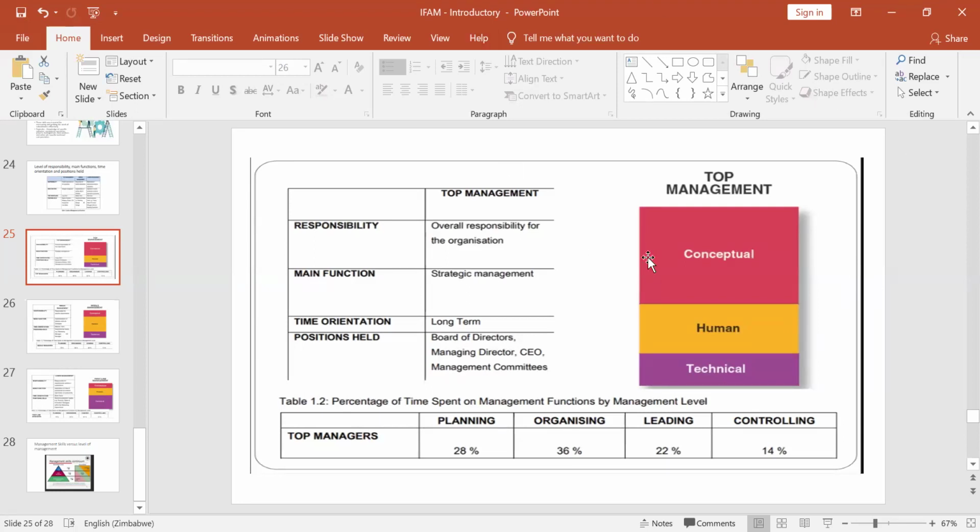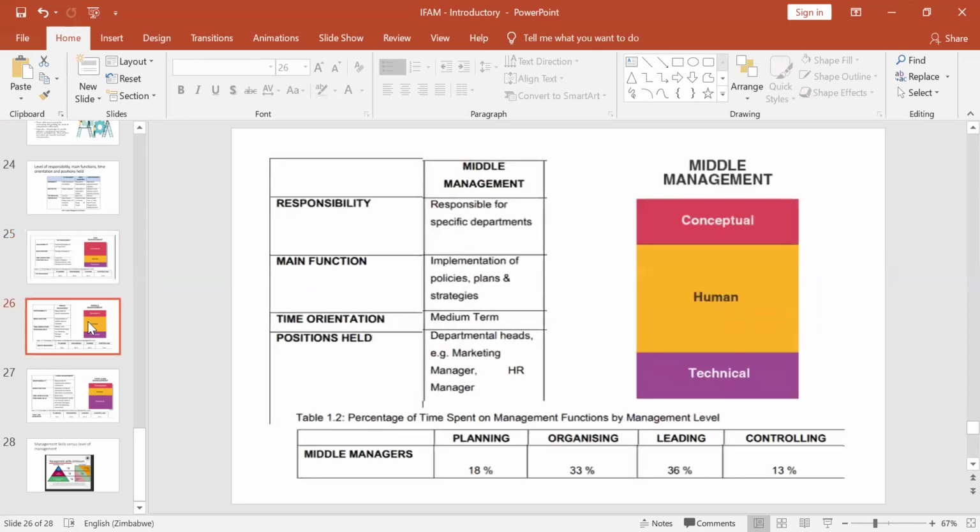The rest of the page, I'm going to explain in our next lesson: the responsibility, the main function, the percentages at the bottom there. Just leave them out. Let's look at the middle manager with regards to the colors. Do you see how big the amber now is? Now, this is a middle manager. They need more human skills. A bit of conceptual skill, a bit of technical skill, but they need more human skills. They need to relate more with others. They need to build relations, networks. This is how they can achieve their work more.